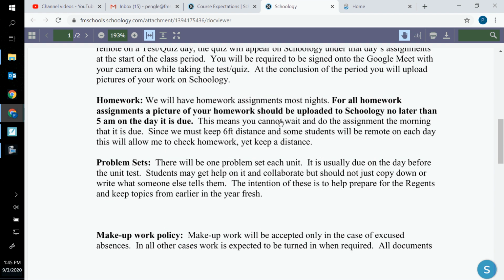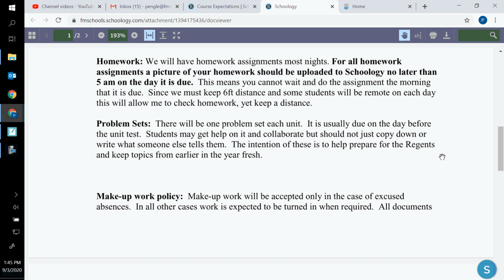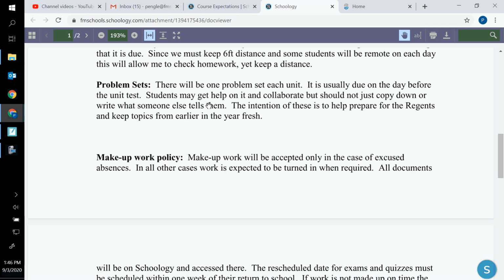The homework I just talked about, how it's got to be uploaded by 5 a.m. on the day it's due. So if you are someone that's in our 4th period class for this, you can't do it if you have a study hall 2nd period. That's too late. Okay, it's got to be uploaded by 5 a.m. the morning it's due. We will have problem sets once a unit. It'll always be due on the day before the test. Those you can get help on.